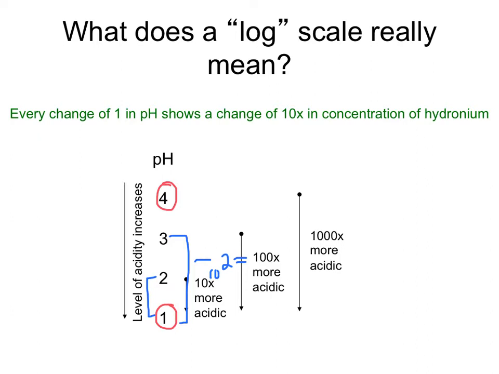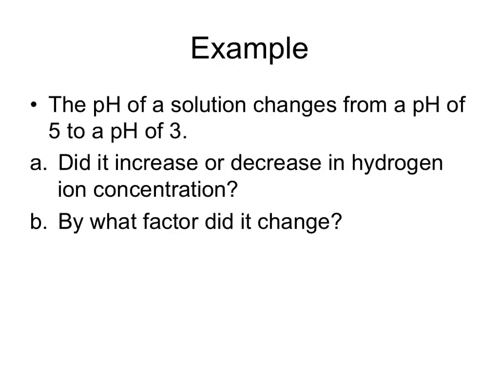And if we take a look at the last example, where we compare 4 to 1, that is a difference of 3, and 10 to the third is 1,000. So a pH of 1 is 1,000 times more acidic, has 1,000 times more hydrogen ions than a pH of 4. Let's try this example out.